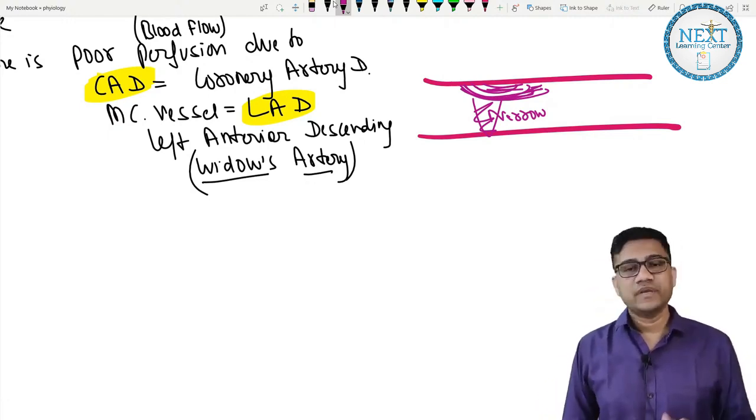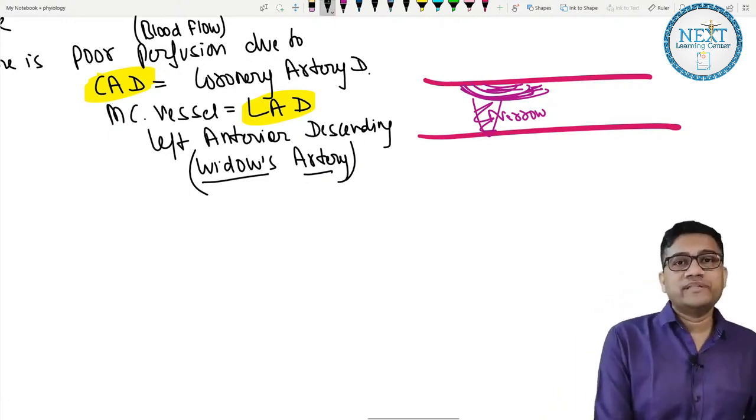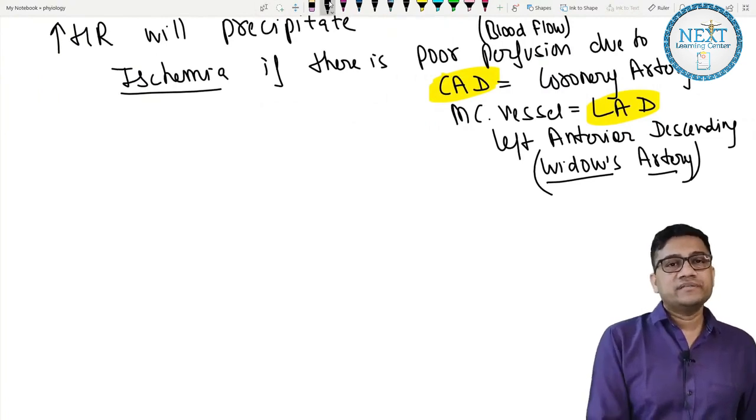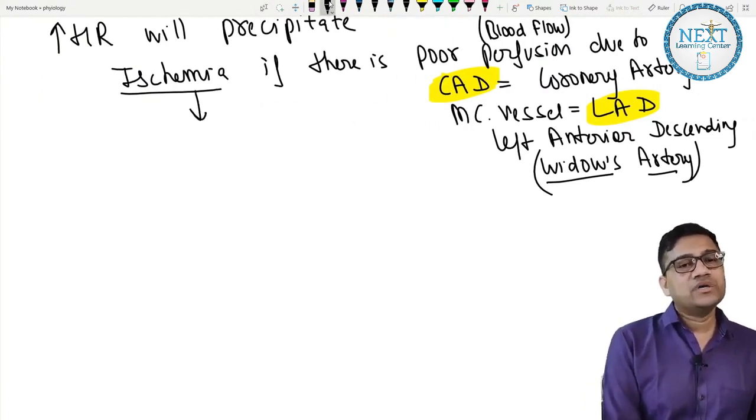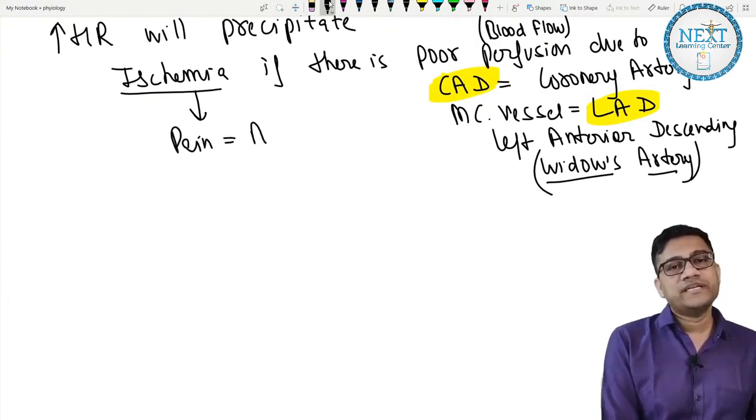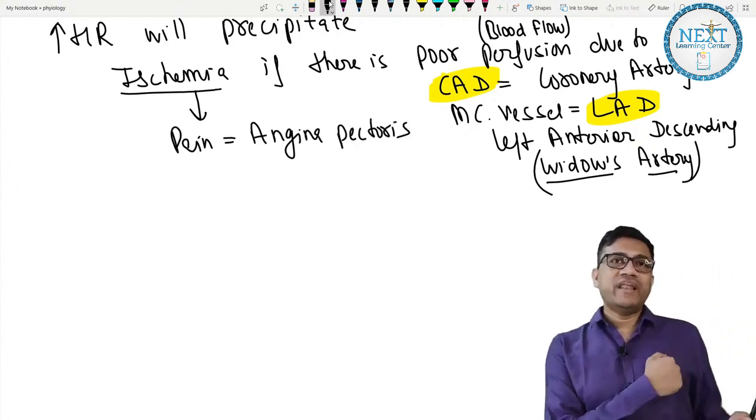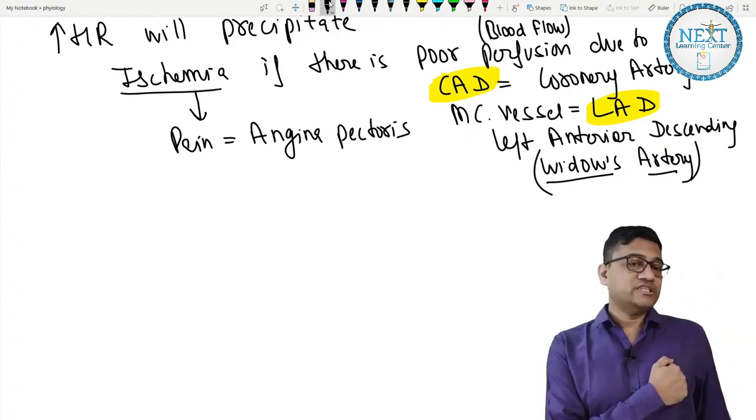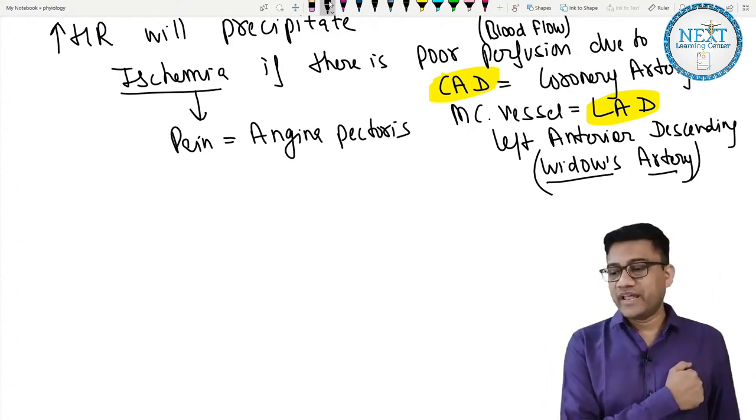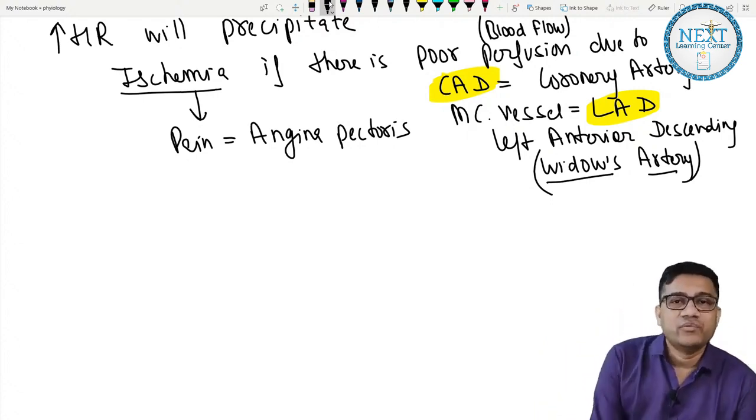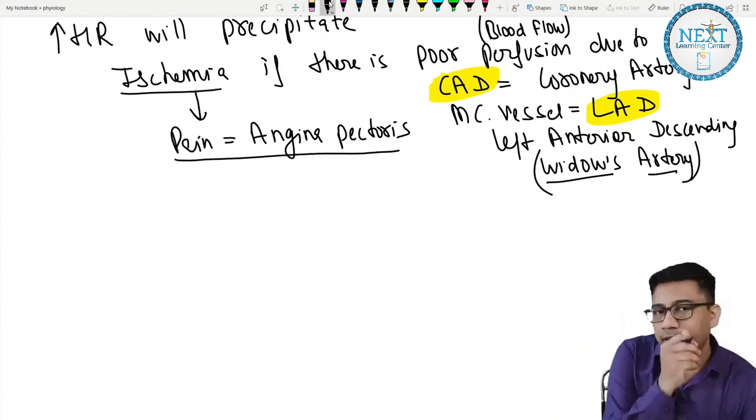Now very important thing is, in case of this ischemia, what can happen? It can cause pain called angina pectoris, where the patient will have a clenched fist over the chest called the Levine sign. So the patient will have the Levine sign. Are you clear now? Angina pectoris, okay, clear?